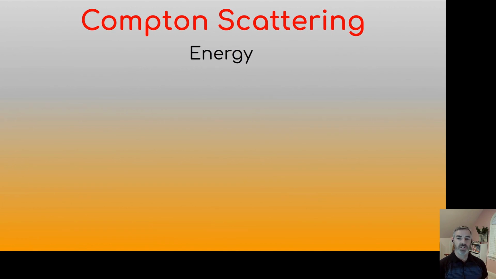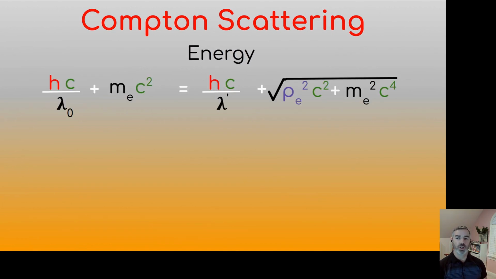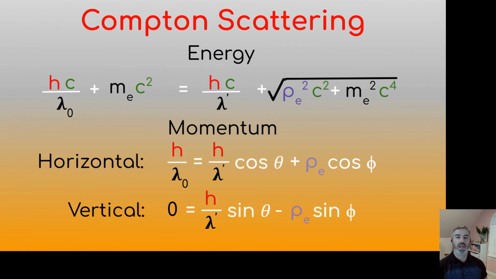Now we're going to use these three equations, the energy equation, our momentum in the horizontal and the momentum in the vertical. The algebra gets very complicated for this video, so we're just going to note that we use systems of equations to derive the Compton scattering equation, which simplifies all the way down to a rather simple equation from these three very complicated looking equations.